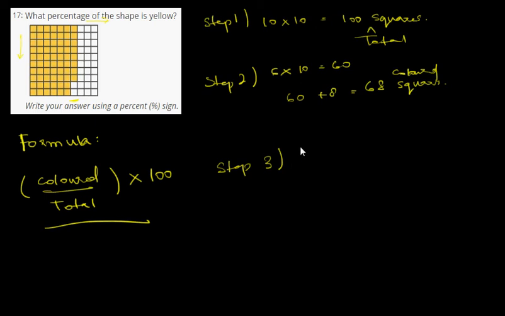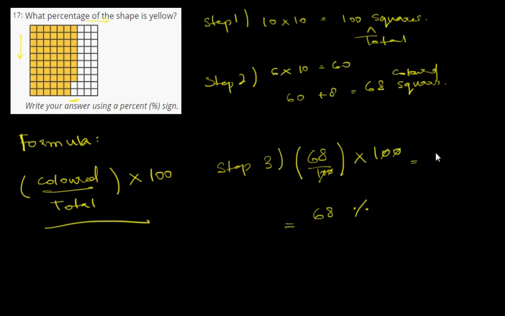So we need to plug in all the information that we found into the formula. So 68 over 100, 68 being the number of colored squares and 100 being the number of total squares, multiplied by 100, and we further simplify it and we see what we get. So we cancel out the zeros and we're left with 68%.